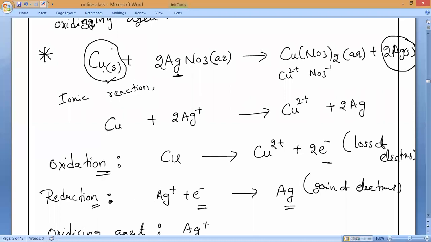Clear? Now, who is going to lose the electron? Copper is going to lose the electrons, so it is called the reducing agent. Silver plus 1 is going to gain the electrons, so it is called the oxidizing agent. That is what it is, Durga.